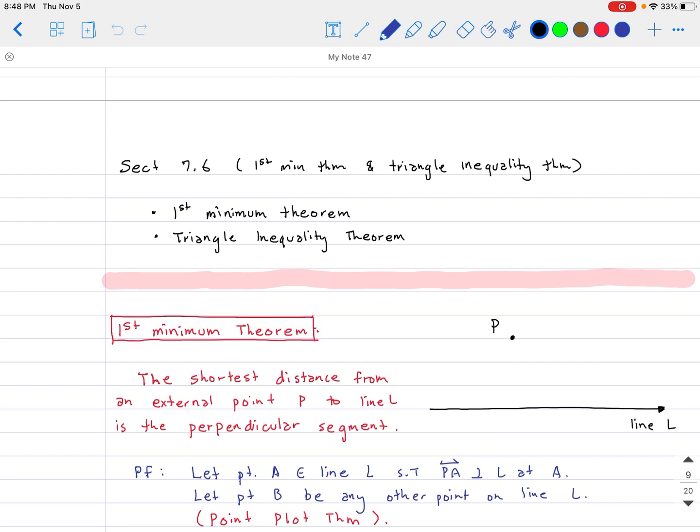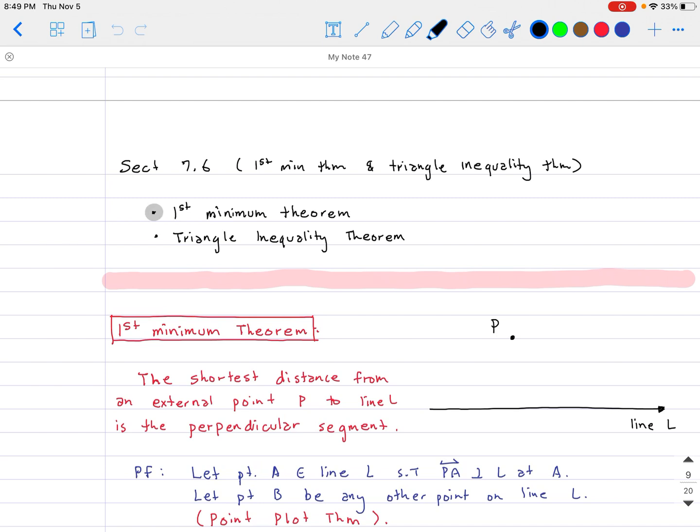Hello everybody, welcome back. Today in geometry we will be looking at section 7.6, what is known as the first minimum theorem and also the triangle inequality theorem. So there are two big things that we need to get out of this entire section. So let's go ahead and talk about them so that then you can see what they're actually for.